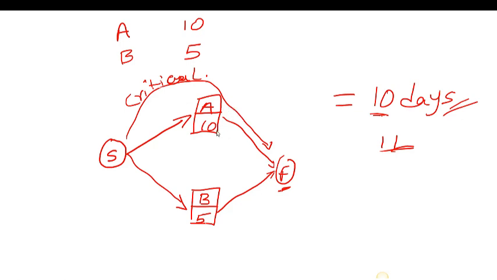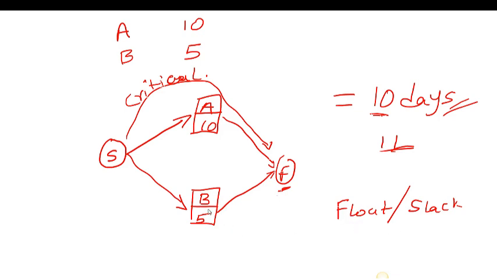Then another key term you should also note is what we now refer to as float. Float is also known as slack. So when we talk about float, float simply talks about how long an activity can be delayed without affecting the finish date of the project. And that's essentially what your total float focuses on.